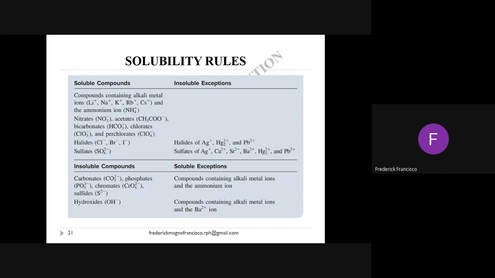Sulfates are soluble compounds except sulfates of silver, calcium, strontium, barium, mercury, and lead. Insoluble compounds are carbonates, phosphates, chromates, and sulfides, except compounds containing alkali metal ions and the ammonium ion. Hydroxides are insoluble compounds, except compounds containing alkali metal ions and the barium ion.